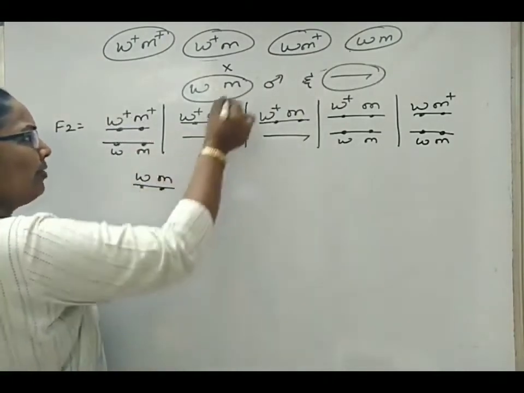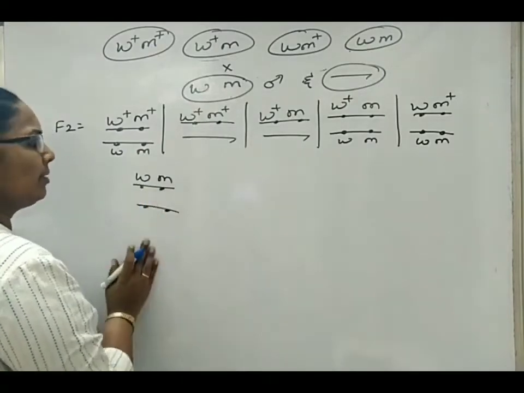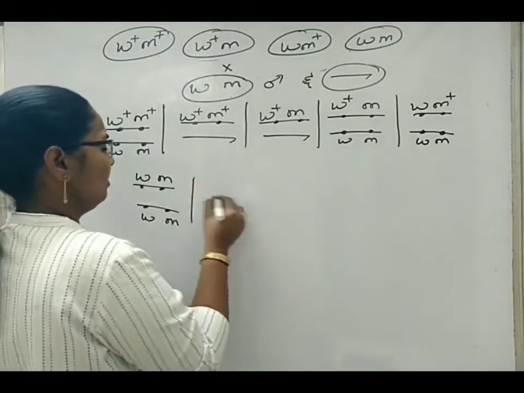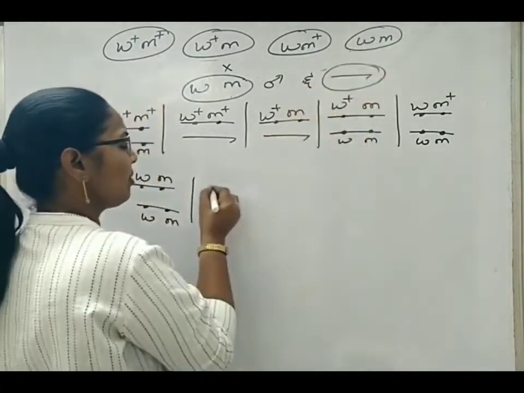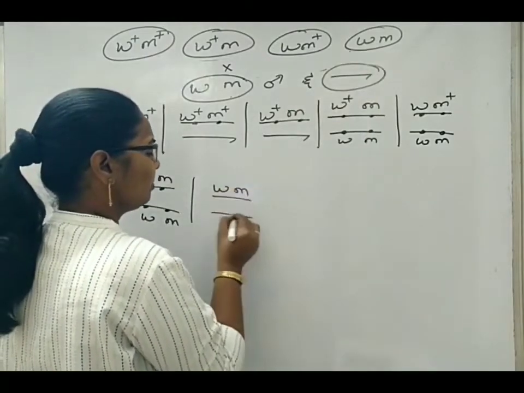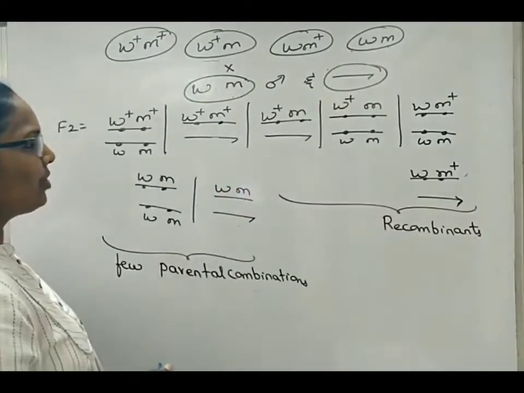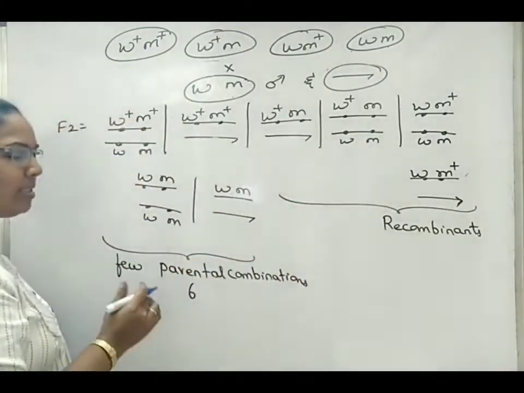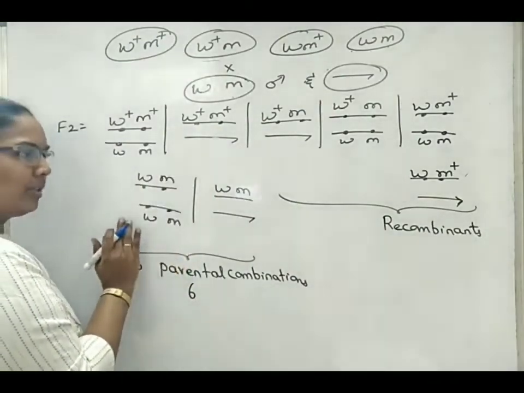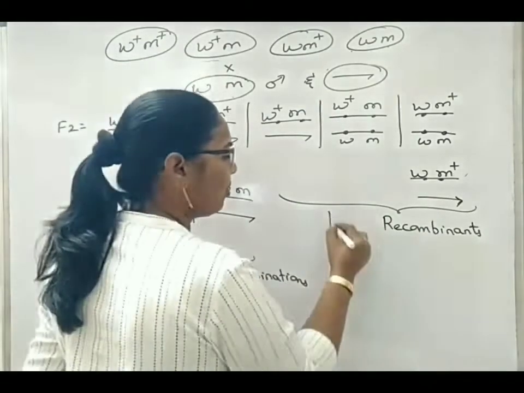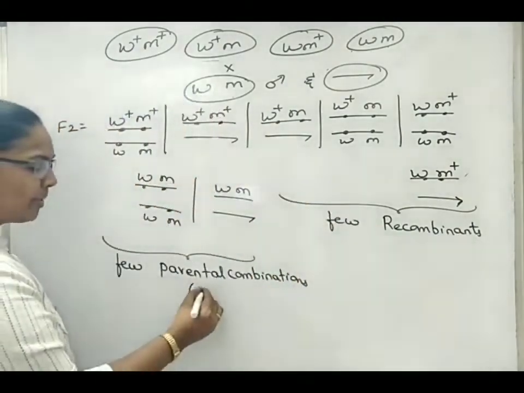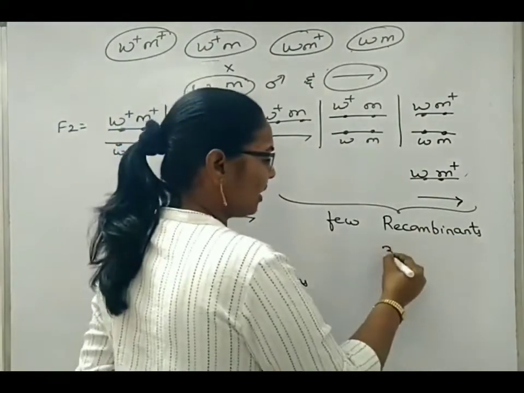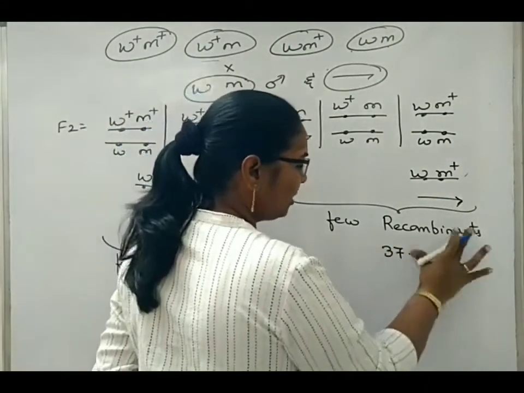X chromosome of female when it is crossed with X chromosome of male. Next, again, this purely recessive one is crossed with Y chromosome. When we observe the F2 generation, the parental combinations are not simply 4 here and 4 here. For our convenience, we have written a few parental combinations and a few recombinants. Here the percentage is 62.8% of parental combination, and the recombinants are 37.2%.